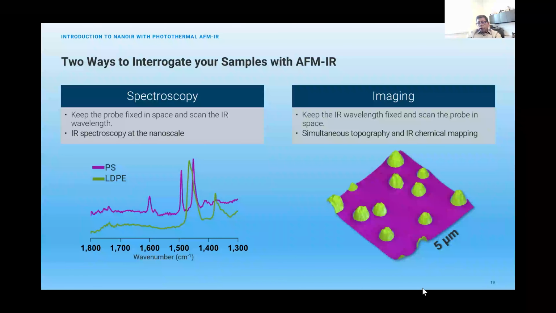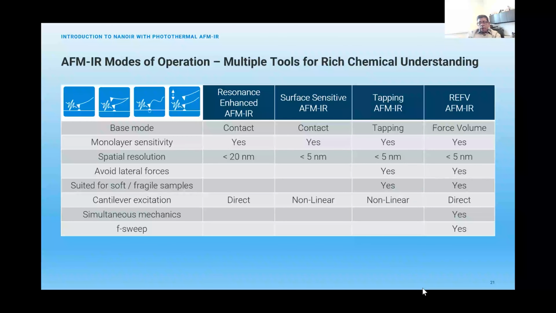Okay, so you can have a simultaneous topography and IR chemical mapping. If you have different specific wave numbers in a particular material, you can map them separately. Then you have a chemical mapping, and you also have the IR spectrum. So you can have both things. There are different modes of operation.